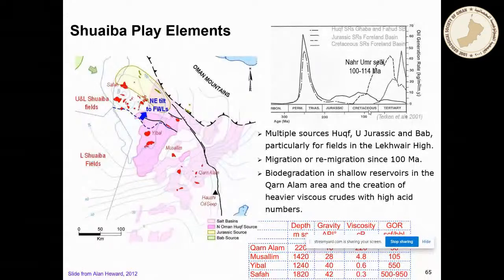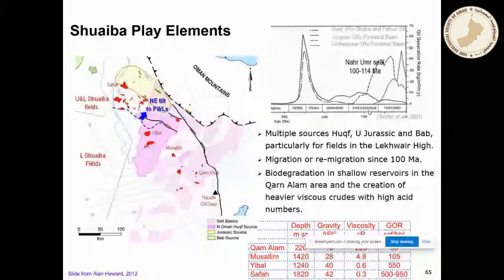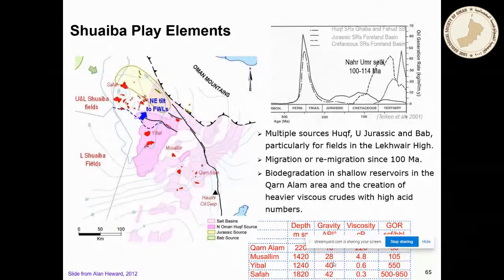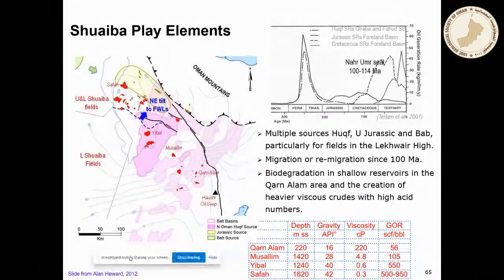We explain that by saying that there was first a primary migration whereby the oil was stored in what's so-called motile structures, and then there was another secondary migration from these motile structures to the Shuaiba. And that's important when you study the petroleum system of any area.